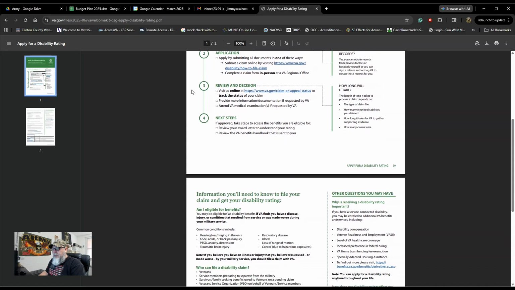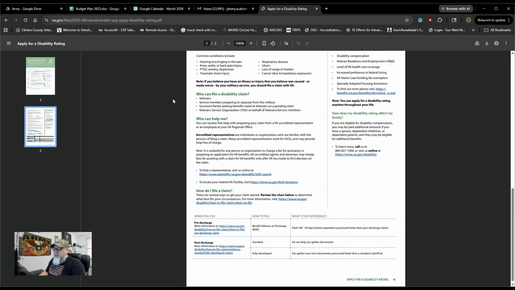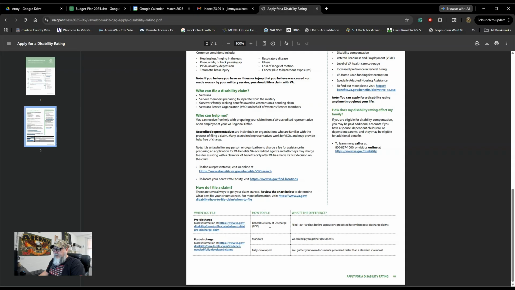There's a lot of links that take you to other places that help you with appeals and next steps and what is a benefits delivery at discharge, what is called a BDD. That's new. I didn't have it when I retired in 2017 from the Army. So that is a good thing that they did like a pre-discharge, because they saw that there was such a long wait for veterans when they retire to get their disability rating decisions. And there's more information for post-discharge.